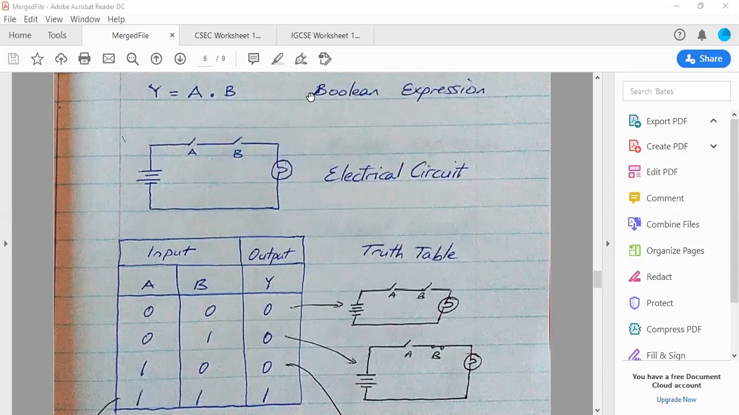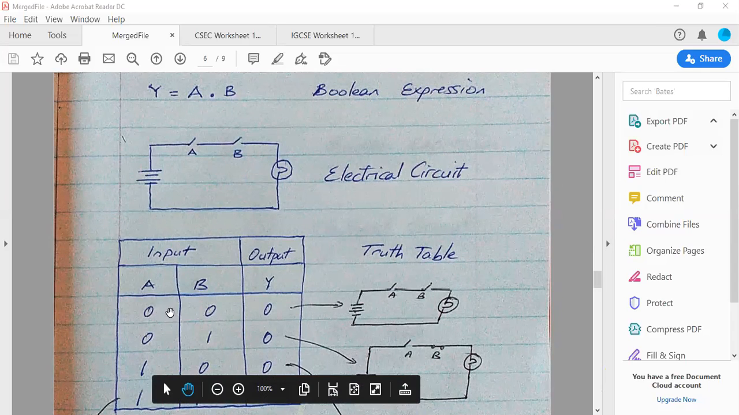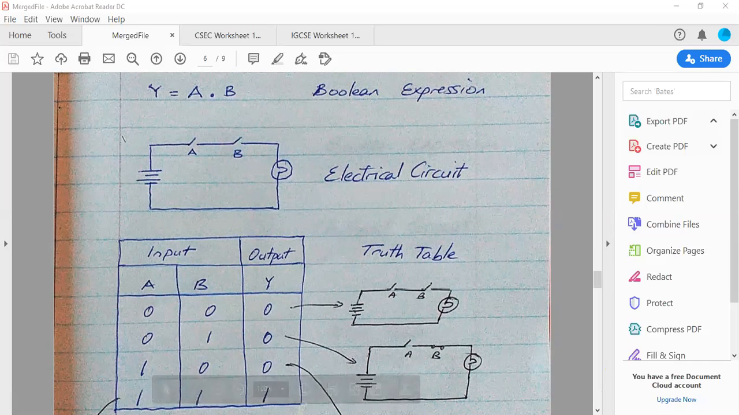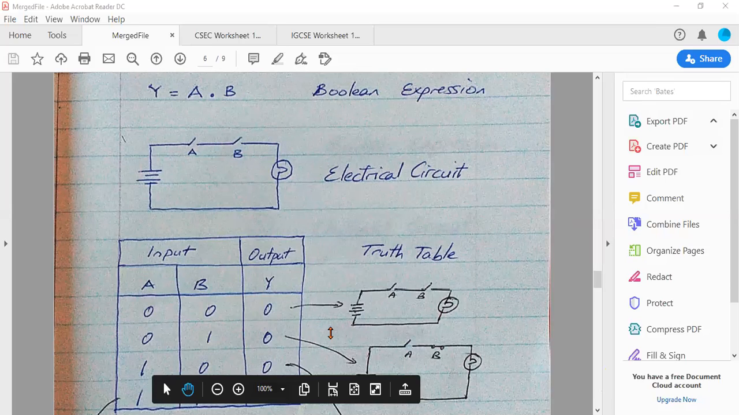For example, let me use the math operation here, the Boolean expression. 0 multiplied by 0 is 0. 0 multiplied by 1 is what? 0. We're going to pull up the calculator so we can verify. So 0 multiplied by 1 equals 0. We're going to do the same thing again. 1 multiplied by 0 is 0.